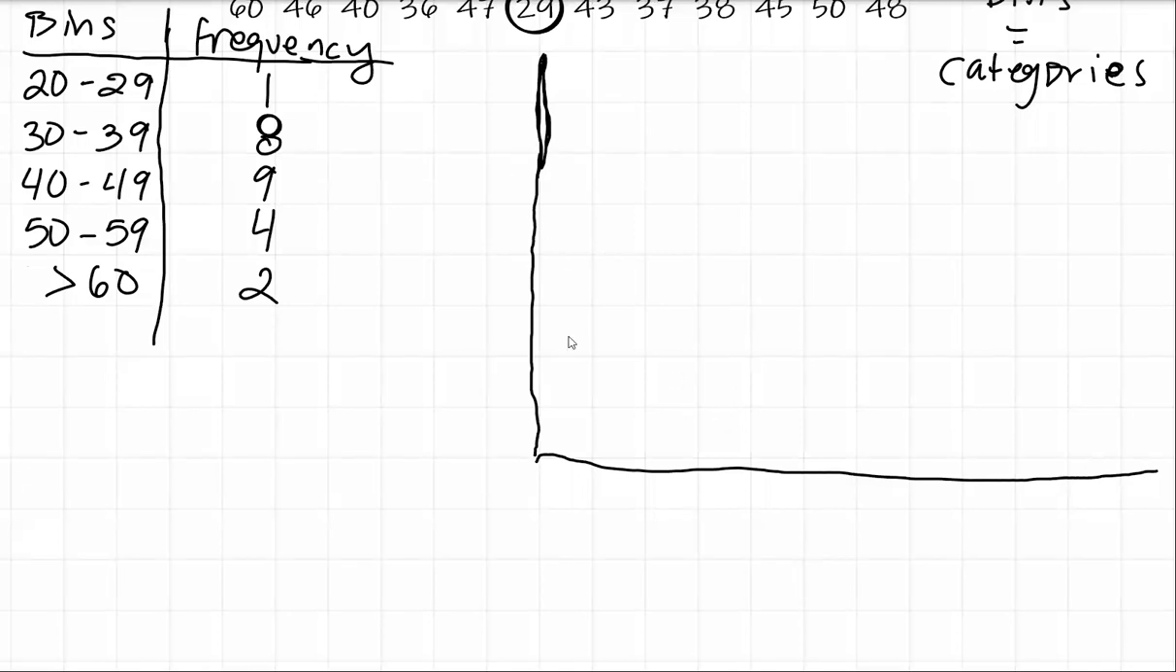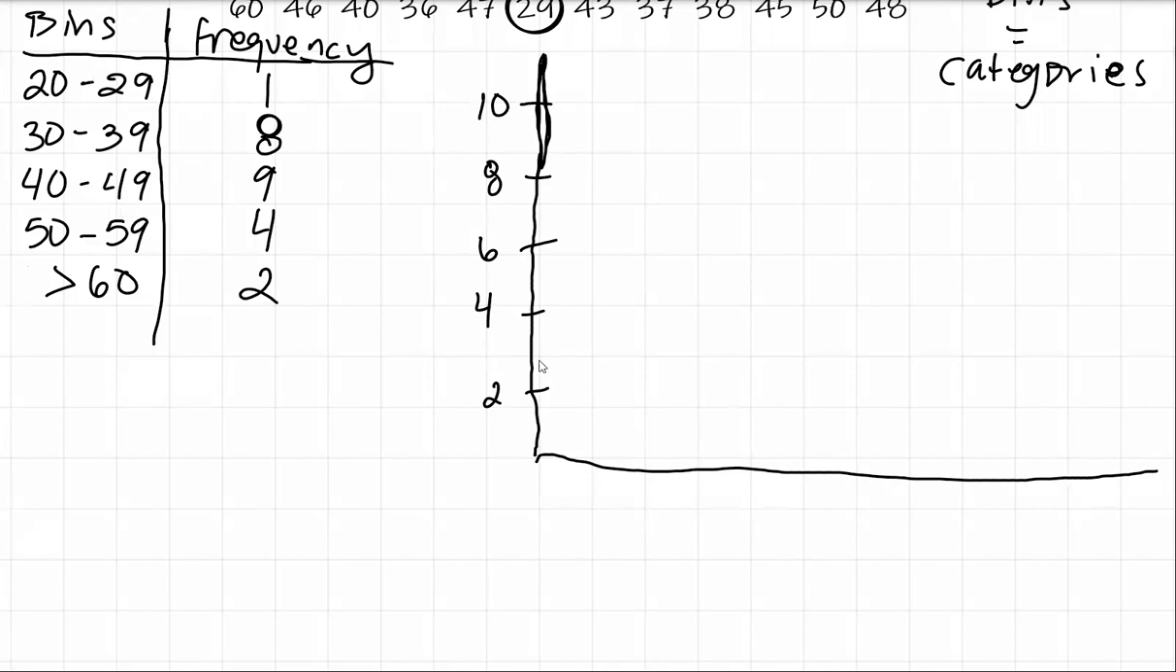There are a lot of different ways you can do the horizontal axis. Let's do our vertical first. We know we're only going up to 10. So 2, 4, 6, 8, 10. And then our horizontal axis, we're going to go based off of these.